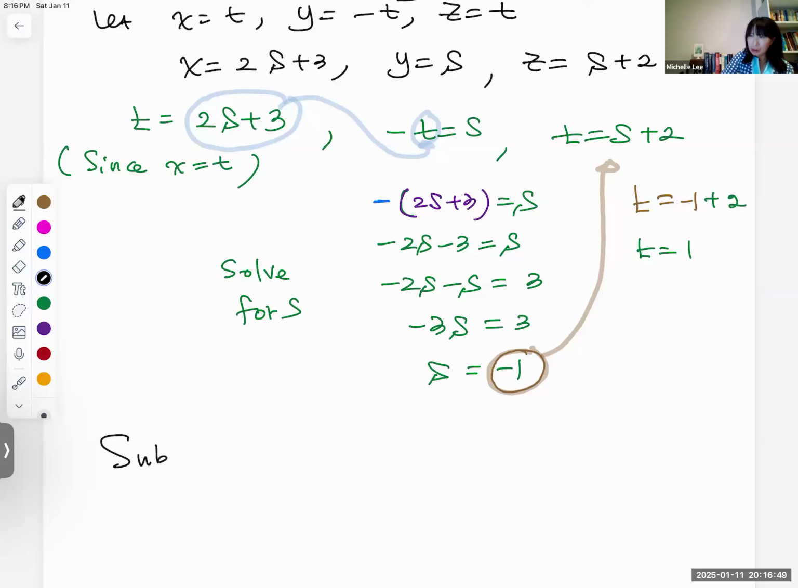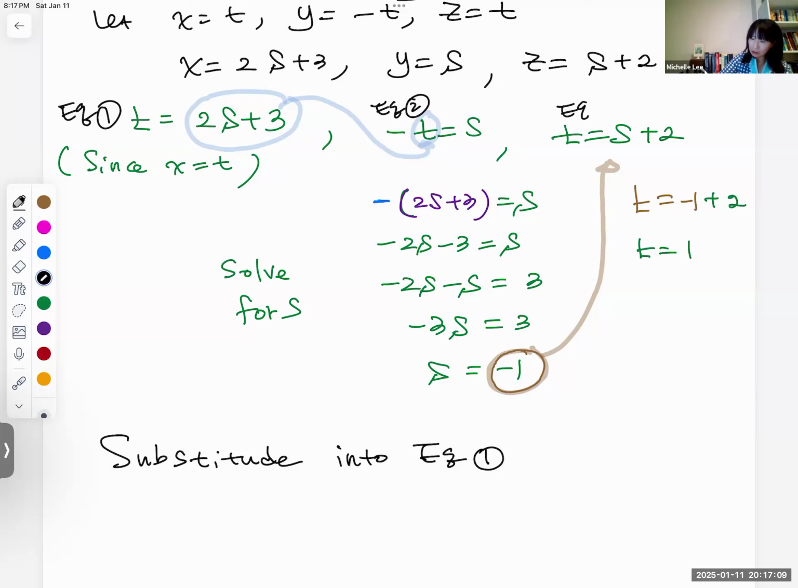Substitute into equation number 1. Well, what's equation number 1? So let's make equation number 1 this one, equation number 2, equation number 3.